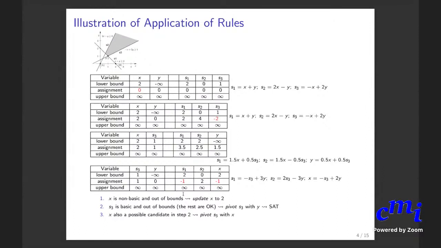If the variable ordering were different, and x was before y, it's also possible to pivot S3 with x, in which case you would get another state. What I've shown here in this table is the configuration or the state of the simplex procedure after each pivot and update operation, after application of the pivot and update rules. That's what I'm illustrating here.